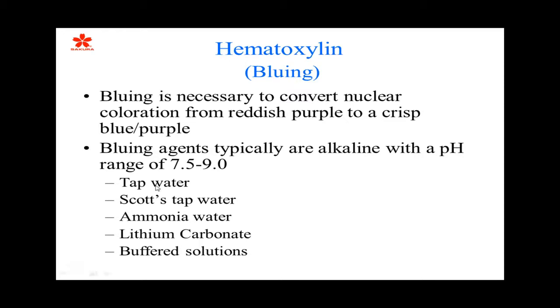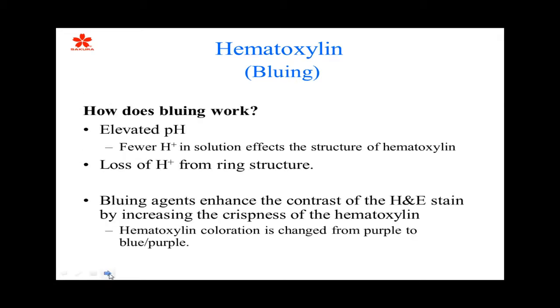Some examples of that we see here are tap water. Typically, wherever you are in the country can be different, but tap water has close to a pH of 8 in general. Scott's tap water is usually very stable. Ammonia water sometimes can be too harsh. Lithium carbonate is a good bluing agent to use, but sometimes it can fluctuate in the bluing intensity. And buffered solutions. Basically, buffered solutions or Scott's tap water would be about your most ideal way to blue up your tissues.